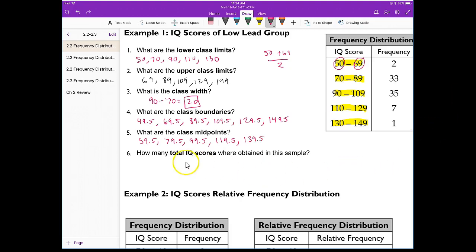And then the last question says, how many total IQ scores were obtained in this sample? Hopefully you remember how to figure that out. The total number of IQ scores is found by adding up all of these frequencies. So if you add up 2 plus 33 plus 35 plus 7 plus 1, you should get 78. All right, so that is what a frequency distribution is. You've got to know the different parts.